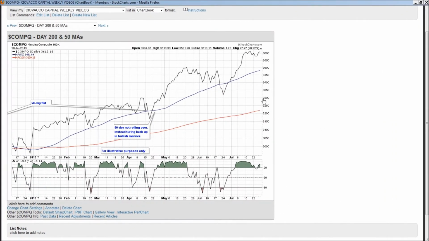Daily chart of the NASDAQ, 50-day slope up, 200-day slope up, price above both. The intermediate term trend is bullish. The long-term trend is bullish.